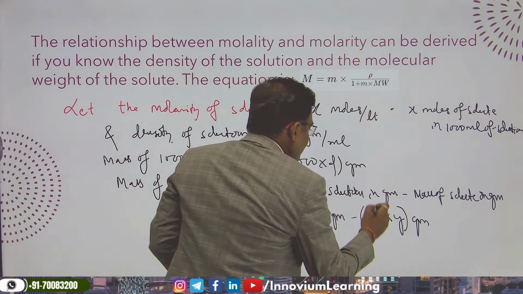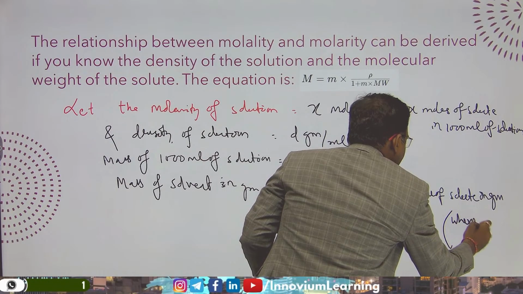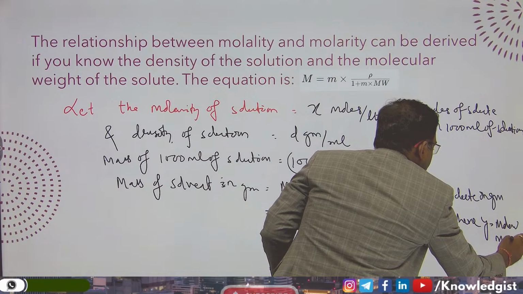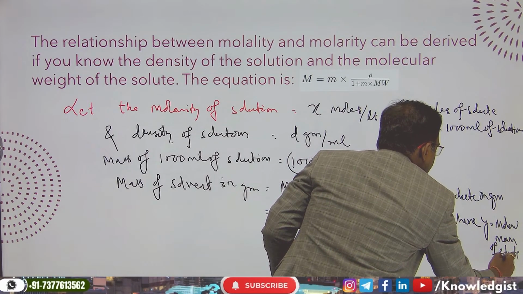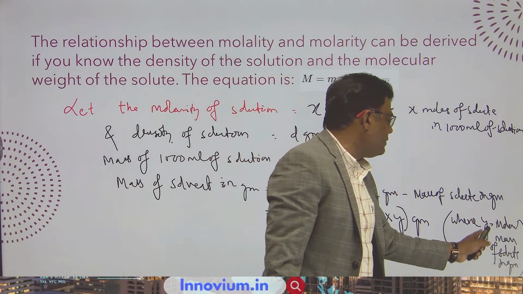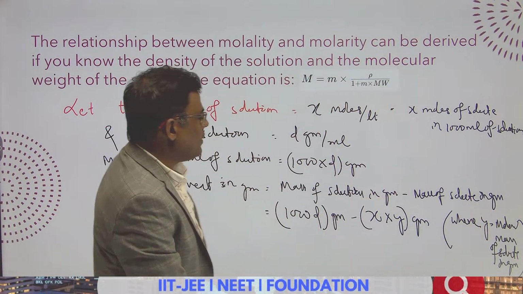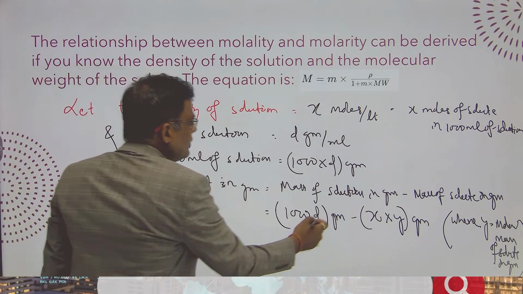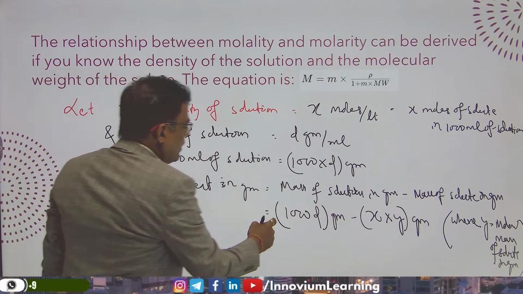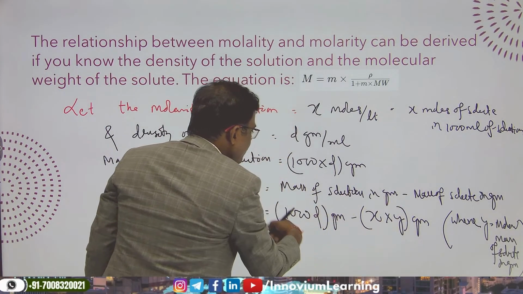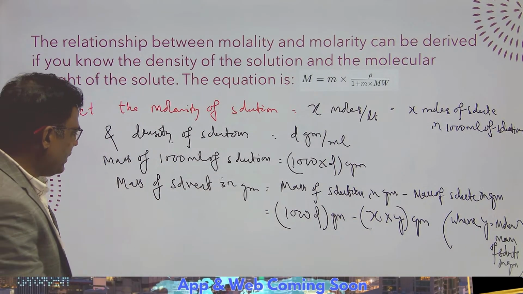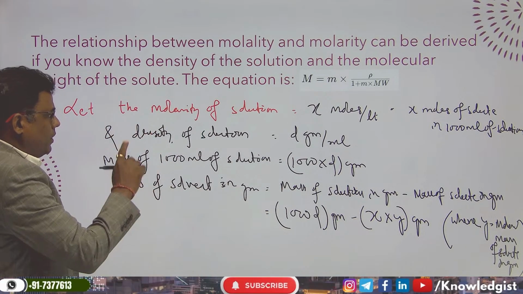So here we can consider where y is equal to the molar mass of solute in gram. So here we are assuming that the molar mass of solute in gram is y. So this is the mass of solute in gram, this is the mass of solution in gram. Then subtracting the mass of solute out of the mass of solution in gram, we are getting the mass of solvent in gram. Correct?